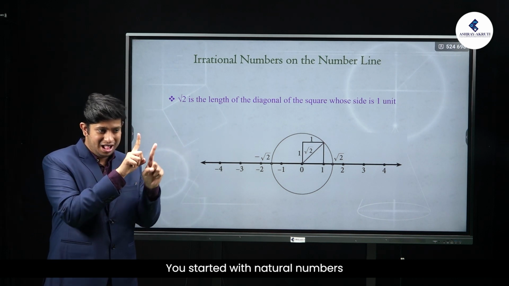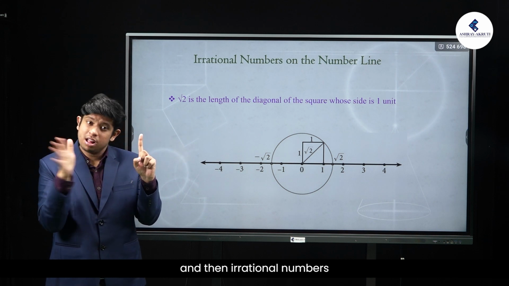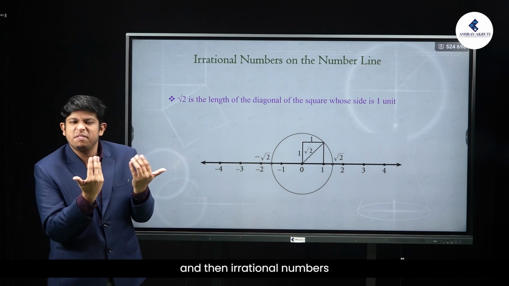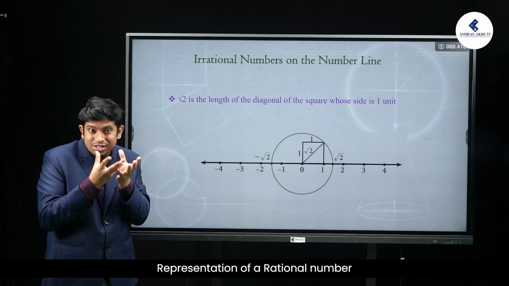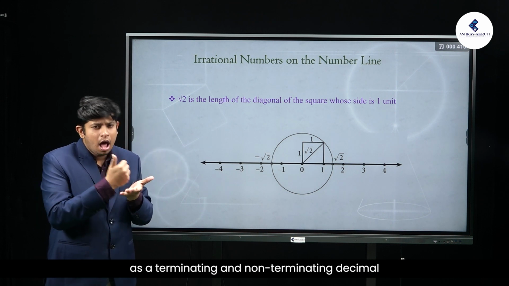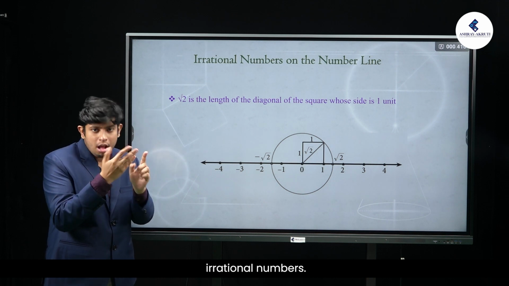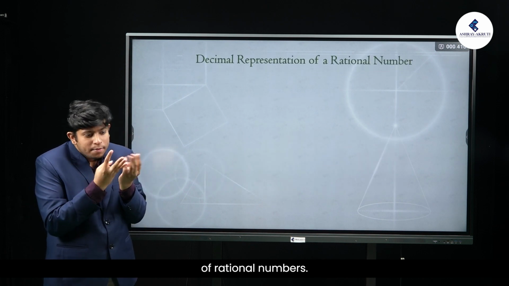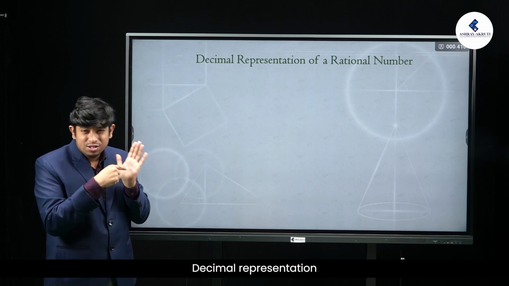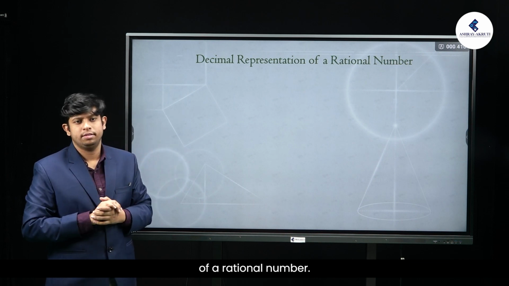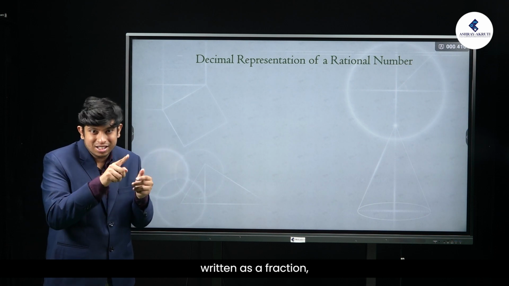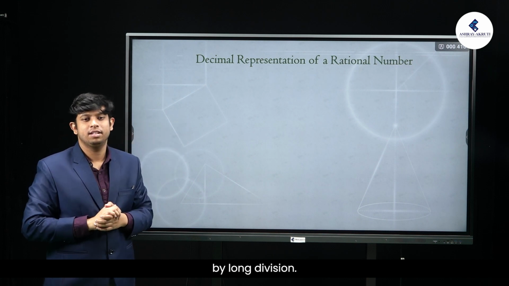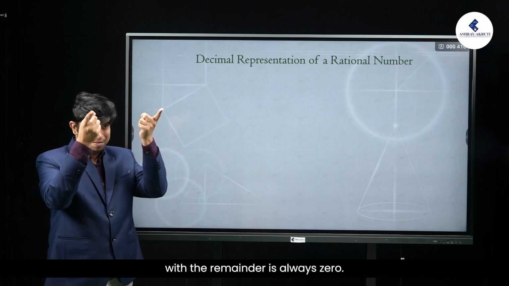You started with natural numbers and extended them to rational numbers and then irrational numbers. Representation of a rational number as a terminating and non-terminating decimal helps us to understand irrational numbers. Let us see the decimal expansion of rational numbers. Decimal representation of a rational number. If you have a rational number written as a fraction, you get the decimal representation by long division. Study the following examples where the remainder is always 0.